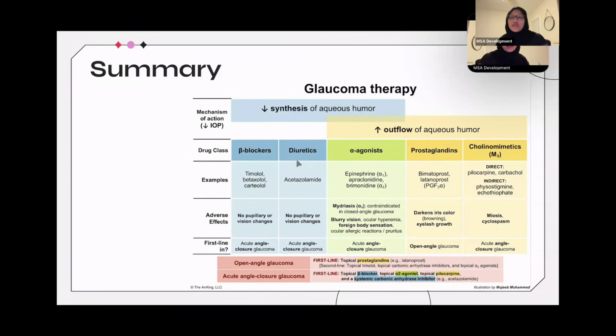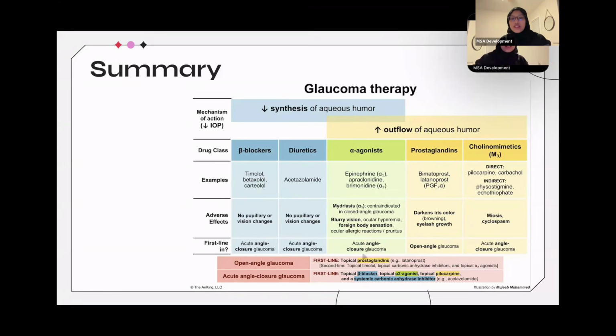Okay, first line. First line in open angle is prostaglandins only. That does not work in closed. Everything else is for closed. Okay, so just remember prostaglandins. P is for open angle glaucoma that takes over a long period of time. It's once, one to two drops, right? The rest of the medication can be used in angle closure glaucoma.